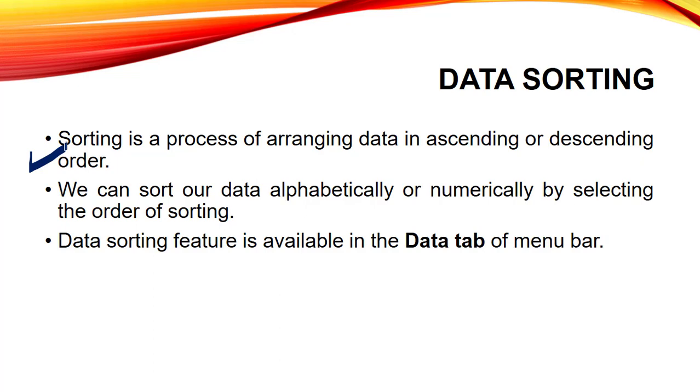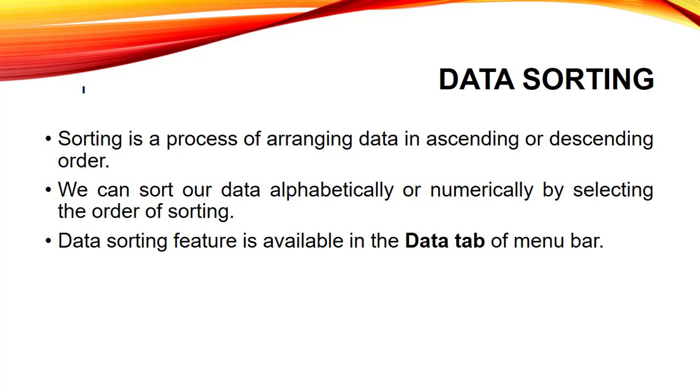Sorting is a process of arranging data in ascending or descending order. We can sort our data alphabetically or numerically by selecting the order of sorting. So generally when we write our data in a proper arrangement, either in the ascending format or in the descending format, it is termed as data sorting.